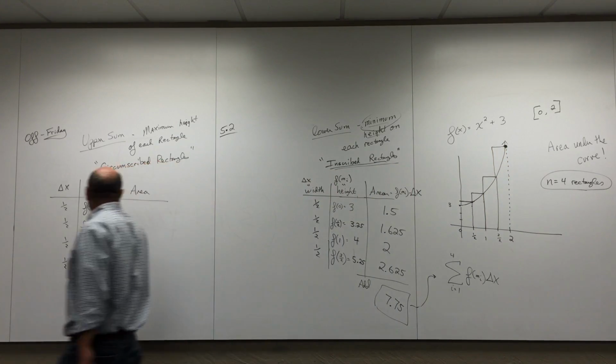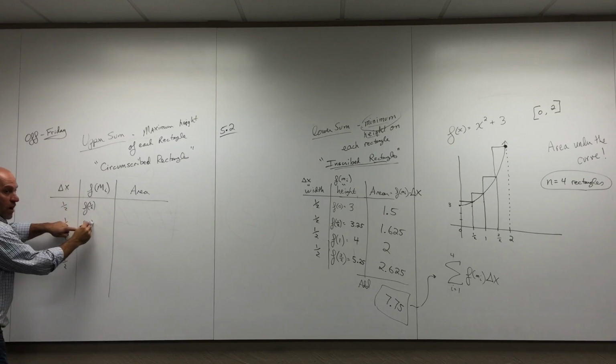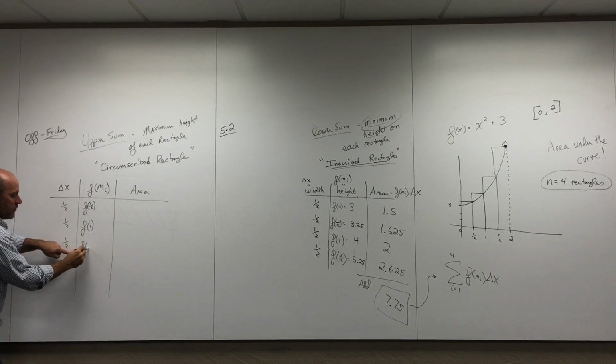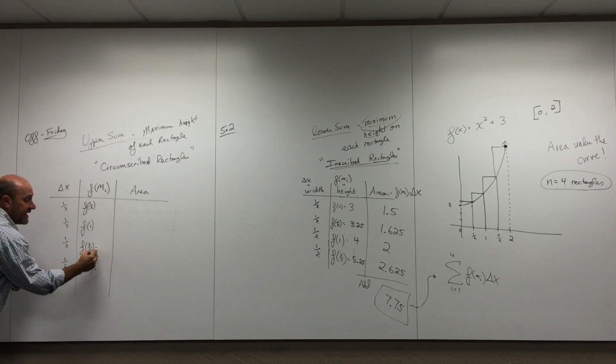Let's do this. What do we say for the first one? Plug in a half. The next one, plug in a 1. The next one, 3 halves. The next one, 2. Plug in a 2. That's how I get these heights. Now let's get these heights.